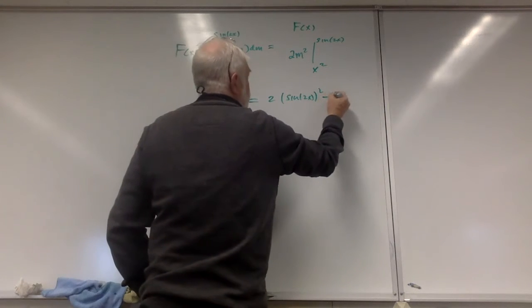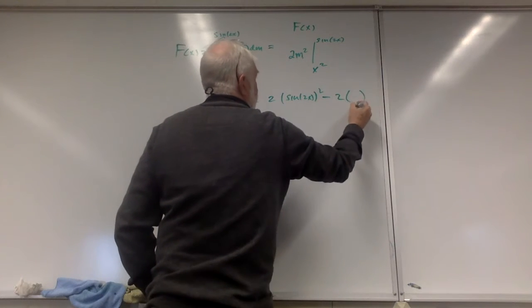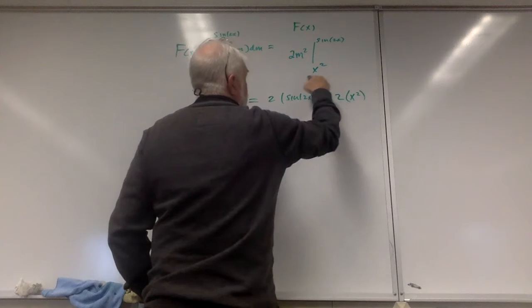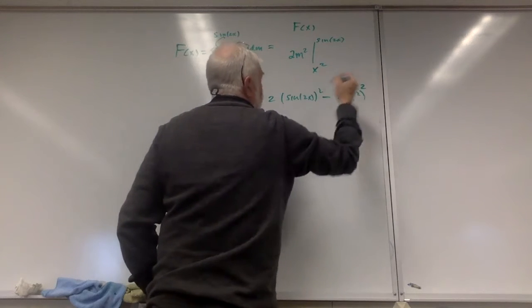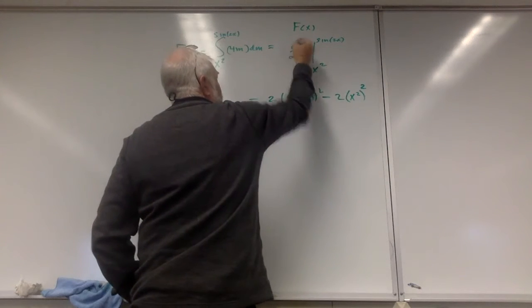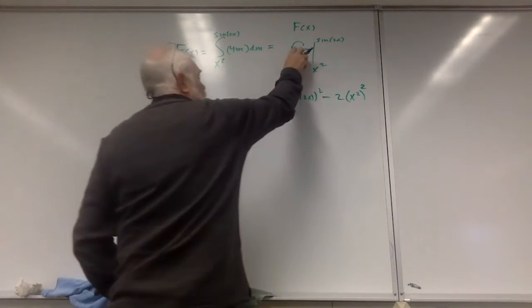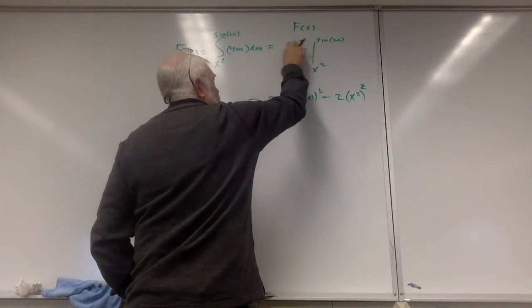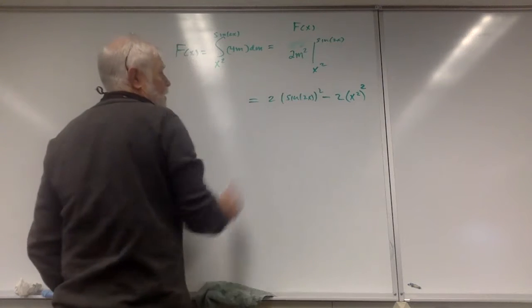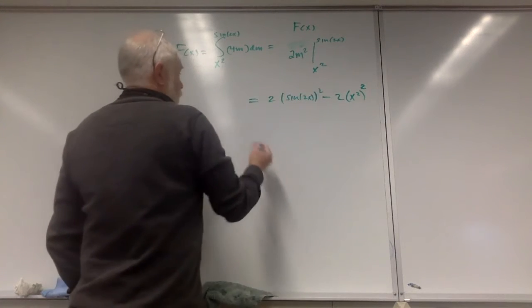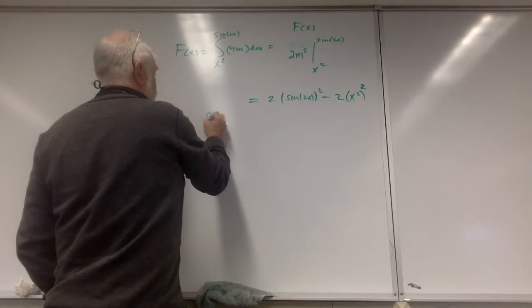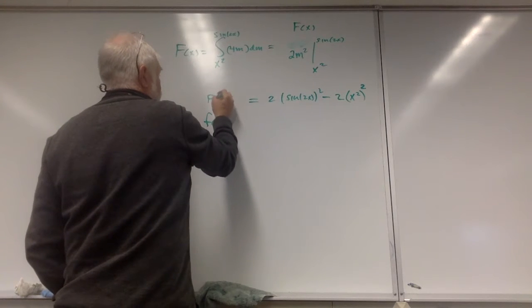And then we're going to subtract 2. In place of m, we're going to write x squared, dropping that in, and then squaring it. And squaring does not affect the coefficient here. Okay, so we'll make sure that everybody sees that. All right, so this is a new name for f of x. So what's the derivative of this? So this is f of x.